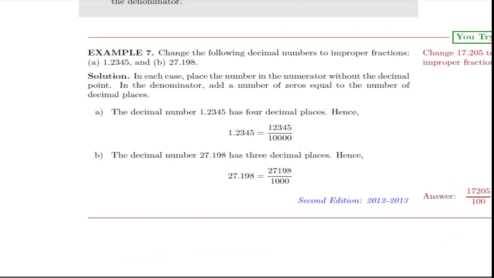Example 7. Change the following decimal numbers to improper fractions. Solution. In each case, place the decimal number in the numerator without the decimal point. In the denominator, add a number of zeros equal to the number of decimal places. A. The decimal number 1 and 2,345 10,000ths has 4 decimal places. Hence, the decimal number equals 12,345 over 10,000. B. The decimal number has 3 decimal places. Hence, the decimal number equals 27,198 over 1,000.